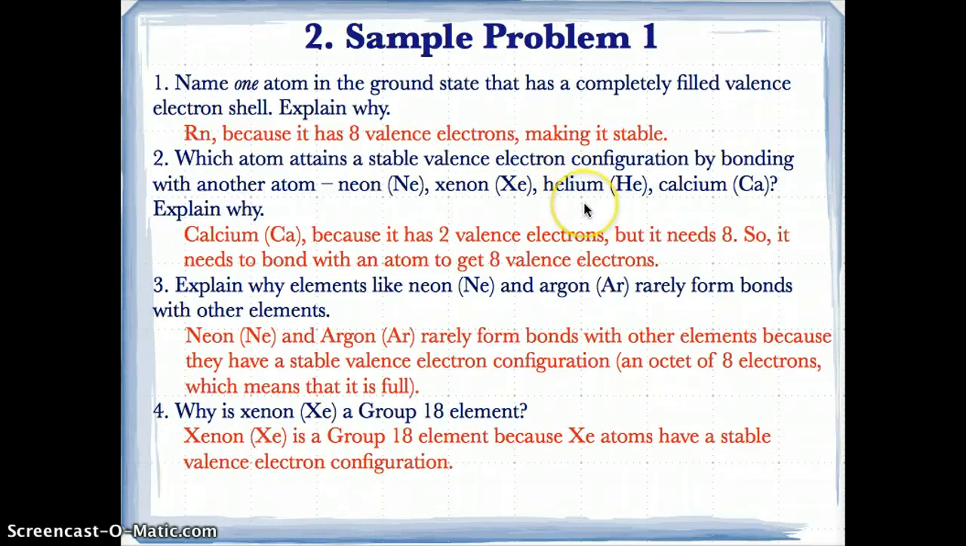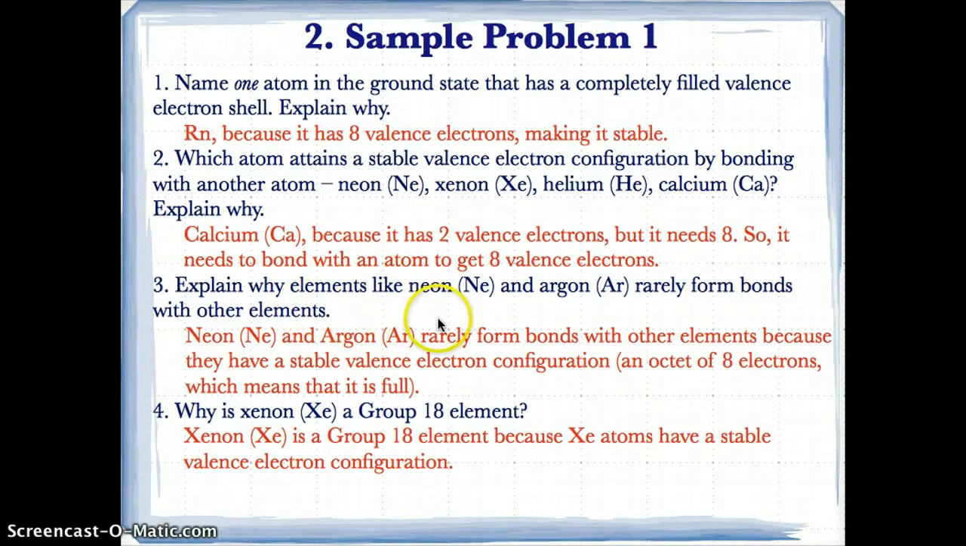Question 2 asks you to identify the element that gets a stable electron configuration by bonding with another atom. If we look at group 18, we'll see that the only element without a full valence electron shell, which is for the most part 8 valence electrons, is Ca, because Ca has 2 valence electrons. Therefore, Ca needs to get 8 by bonding with another atom in order to become stable, because 2 valence electrons is not enough, and it usually needs 8.